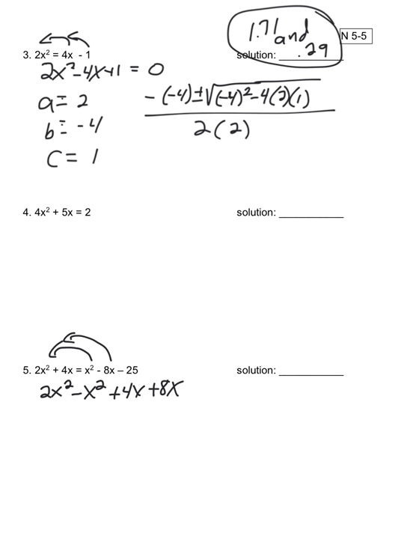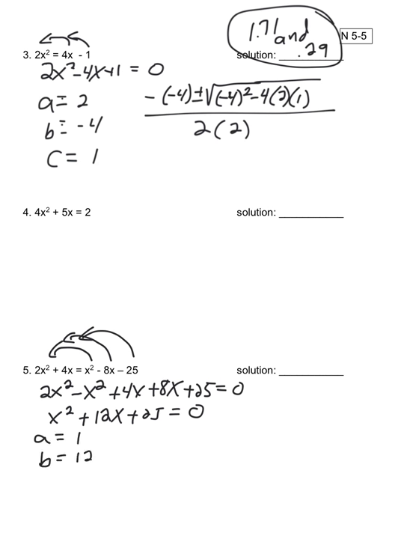Any regular numbers on the correct side? No. Any regular numbers on the incorrect side? Negative 25 goes across, becomes a positive 25. That's all of them, yes? Clean them up. 2x squared minus 1x squared is just 1x squared. 4x plus 8x is 12x. And then 25. ABC order? Yep. What's my A? 1. B? 12. C? 25.